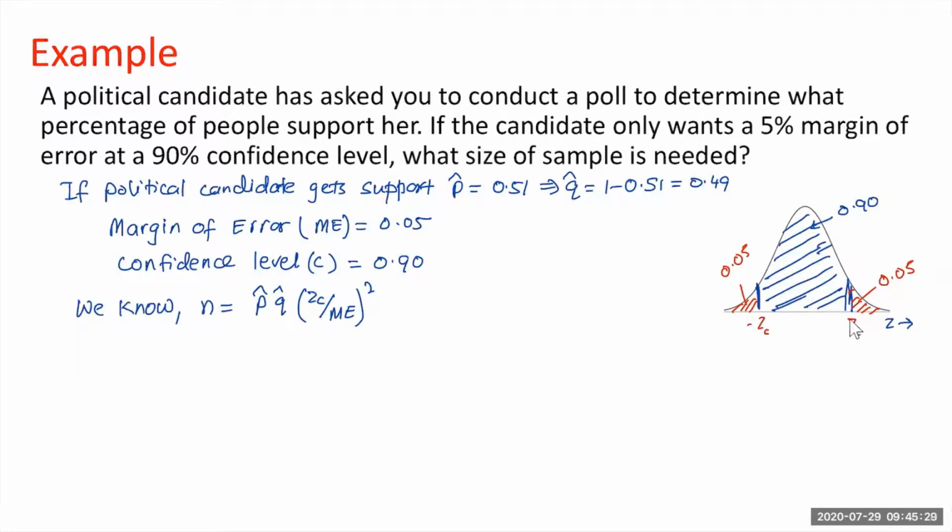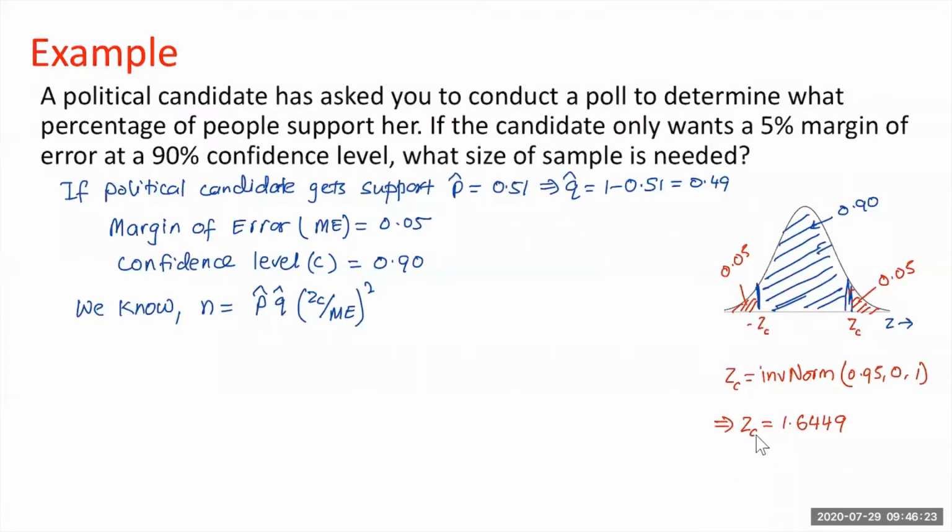In order to find this value z sub c, we use inverse normal in our TI-84 calculator, which is second vars and number 3. Area to the left of this, 90% is here, 5% is here, which is 95% or 0.95. Mean is 0, standard deviation is 1. Let's use our TI-84 calculator. So inverse normal 0.95, mean 0, standard deviation 1. I got 1.6449. That is the z critical at 90% confidence level.